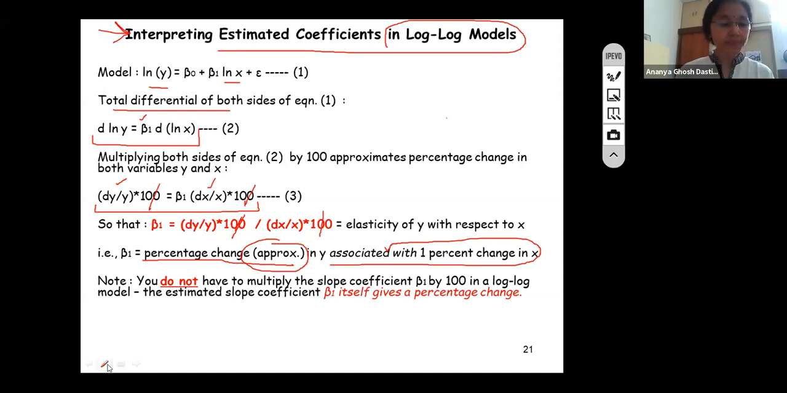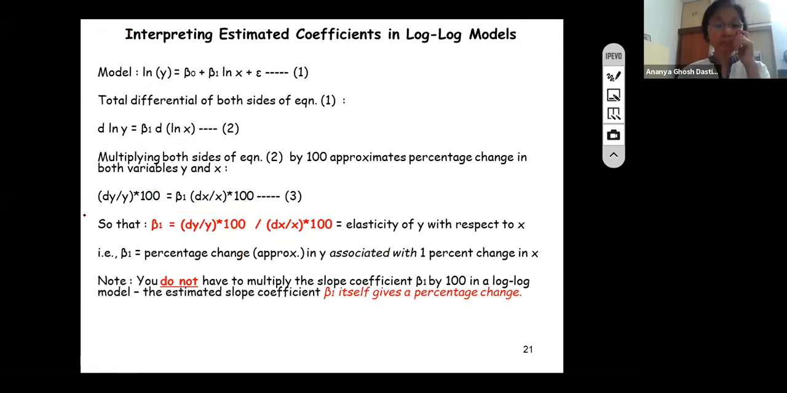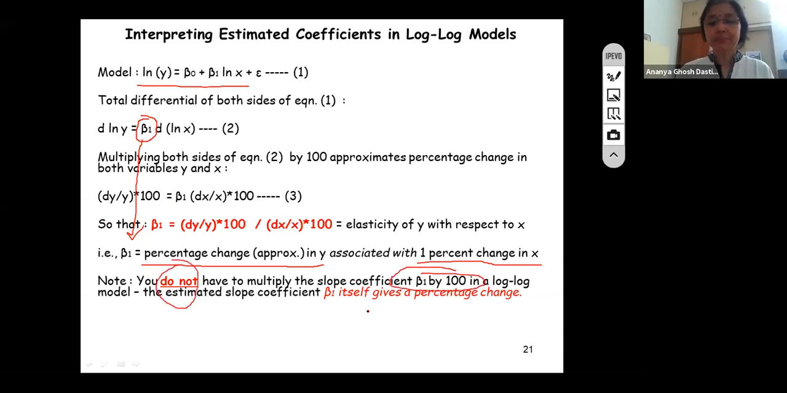So I'll just repeat that. When you have a log-log model, what is your beta 1 giving you? Beta 1 is itself giving you a percentage change in y associated with a 1% change in x. All right. So why 1%? Because I'm just putting dx by x equal to 1. So the main point is that you do not now have to multiply beta 1 by 100. Beta 1 itself is giving you a percentage change.